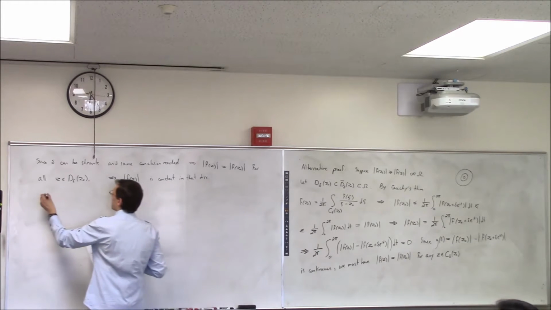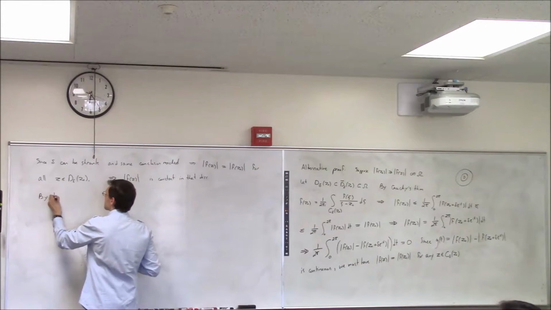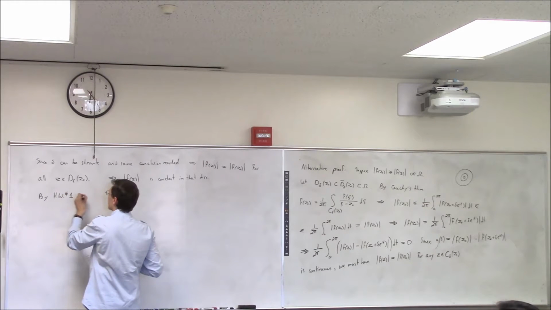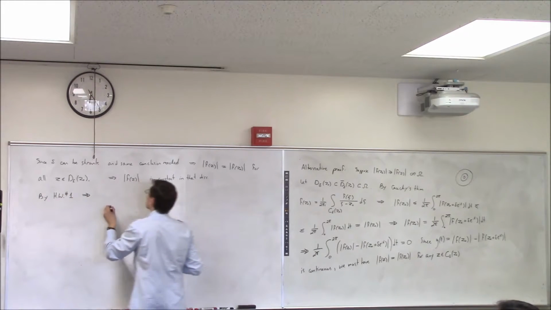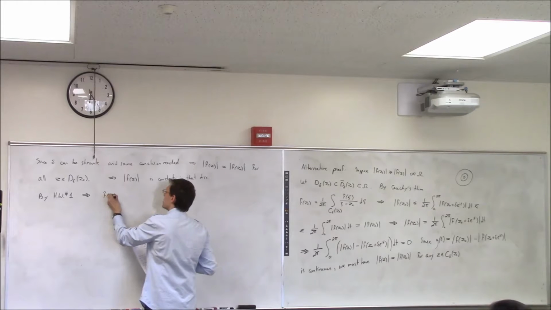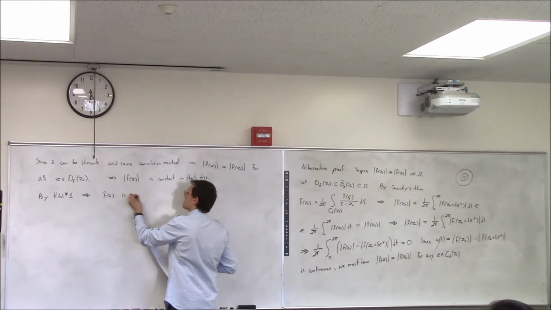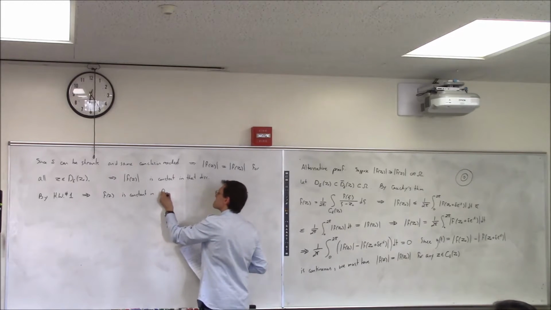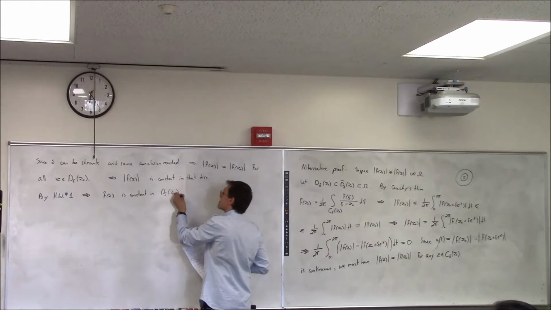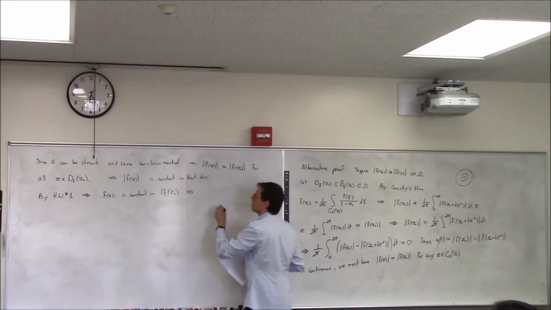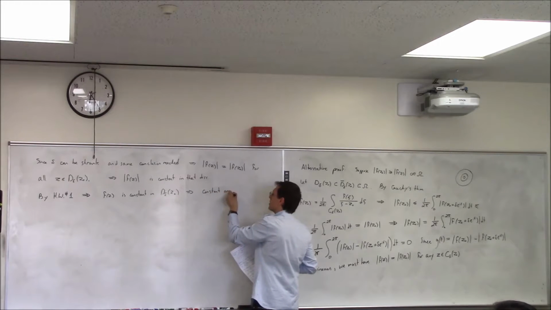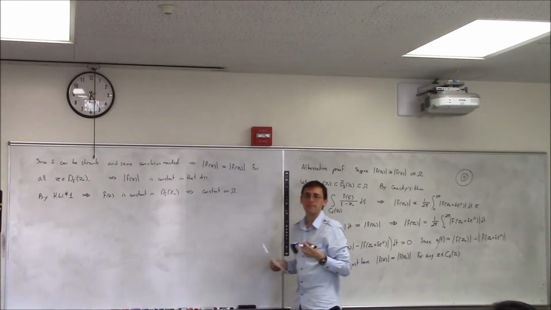So by homework 1, the implication is that f of z is constant in the disk, which then implies it's constant on the entire region omega.